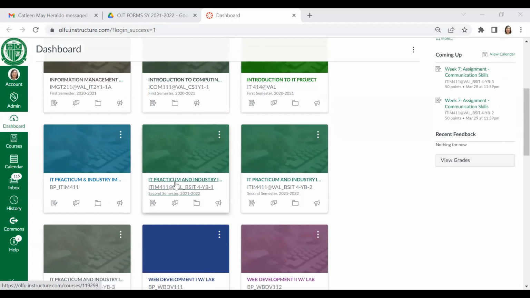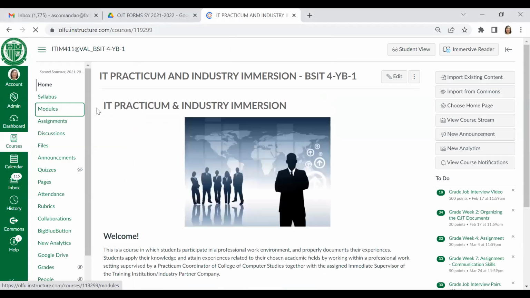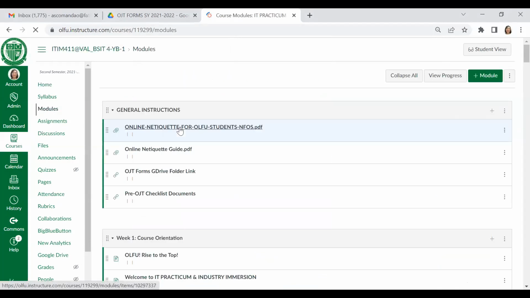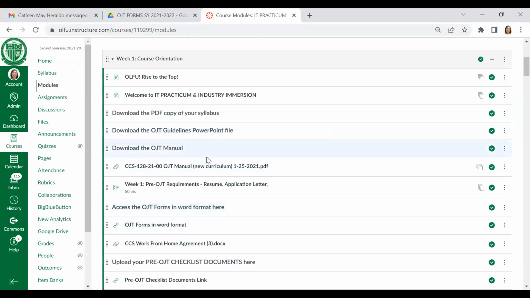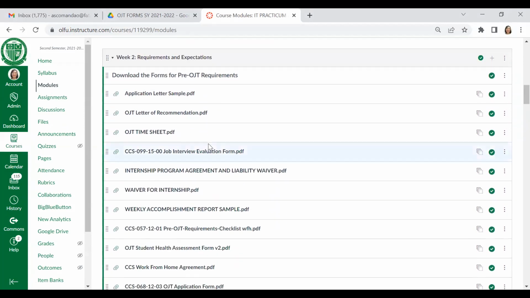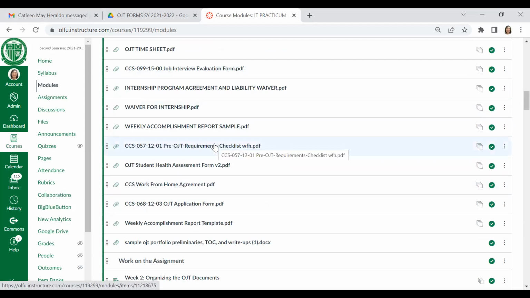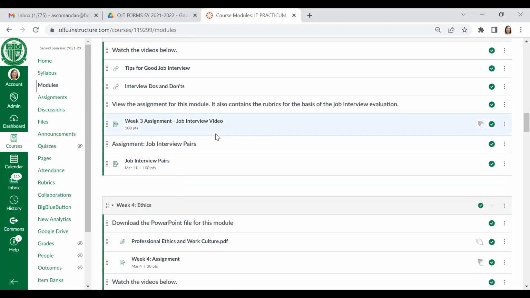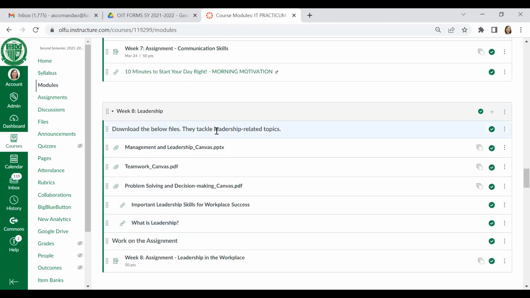So you have to go to your Canvas, go to modules. In the modules interface, you have there week 1 for the guidelines. And then there's also the other documents in week 2. And so they're all there. Okay, so now we're going to proceed. So that's for the OJT portfolio. We're going to proceed to the lesson for today, which is about leadership.